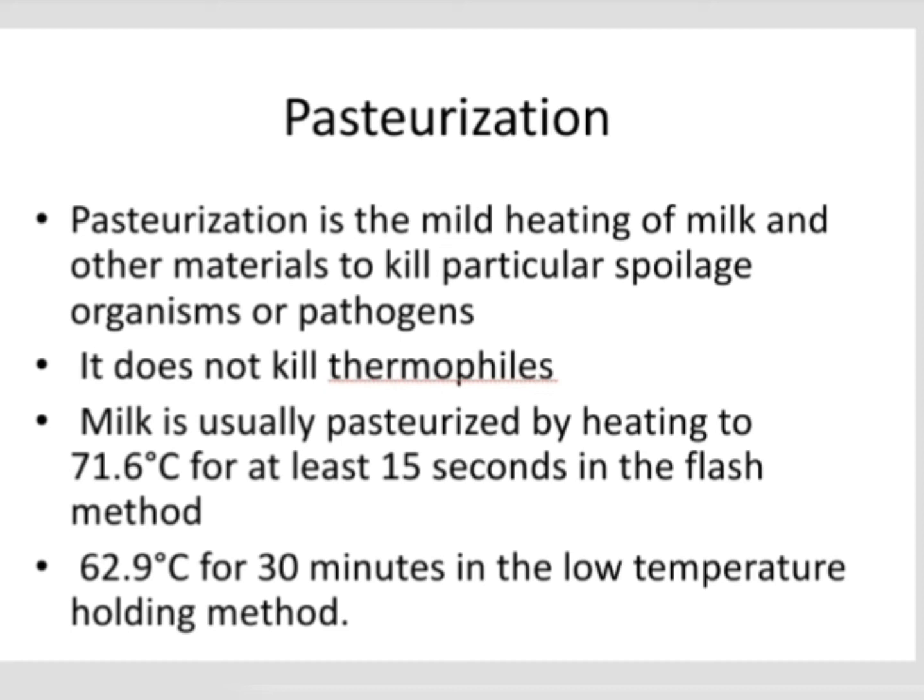So in pasteurization, we use either the flash method or the low temperature holding method. Ultra pasteurization is also there. In the flash method, that is the high temperature short time method, we heat the milk to 72 or 71.6 degrees Celsius for 15 seconds, and in the low temperature holding method, we heat the milk to 62.9 degrees Celsius for 30 minutes.